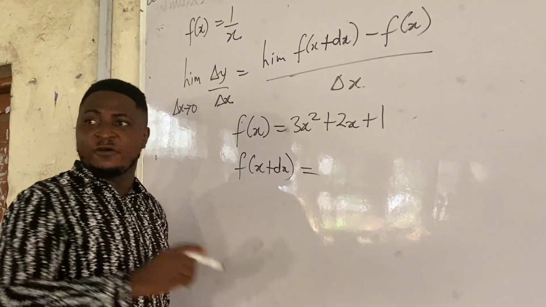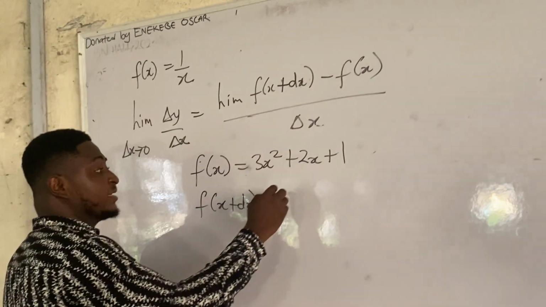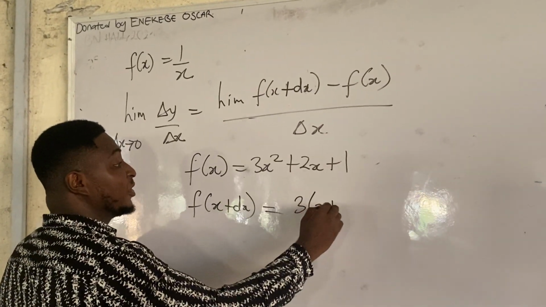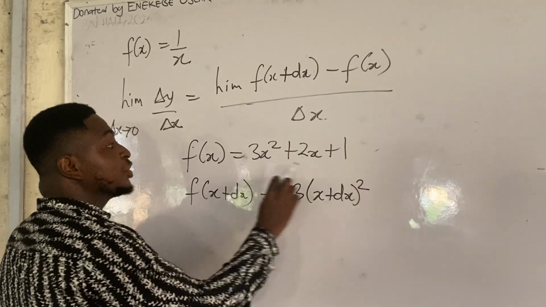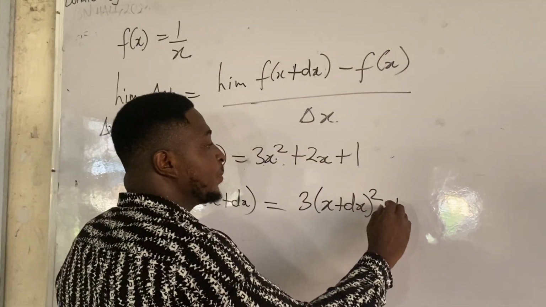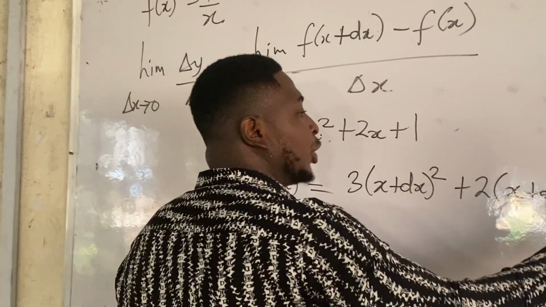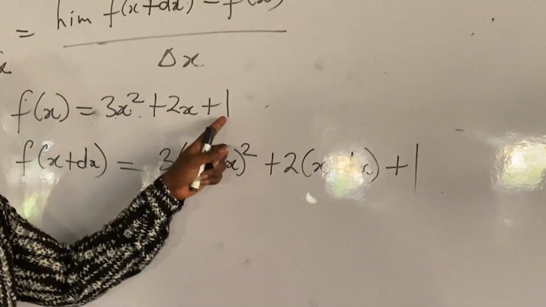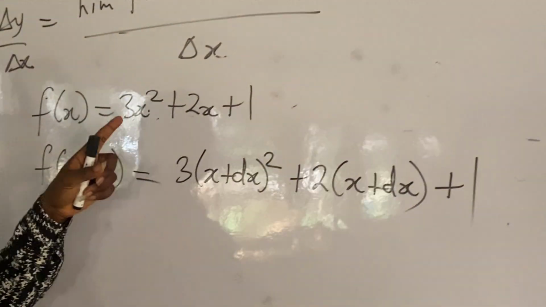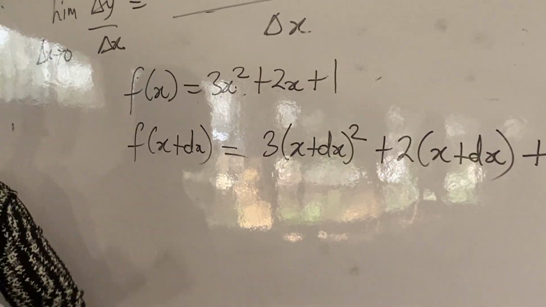What is f of x plus dx? Anywhere you see x, add dx to it, right? That will be, instead of 3x squared, 3 into bracket x plus dx, then squared, plus 2 into bracket x plus dx, plus 1. Class, there's no dx with 1, because 1 was not having x in the first place. You're only going to add dx to people that are having what? x. To those people having x, you add dx to them.